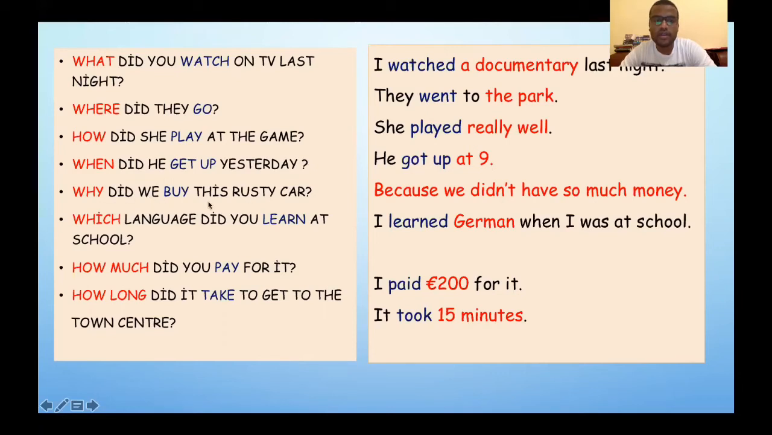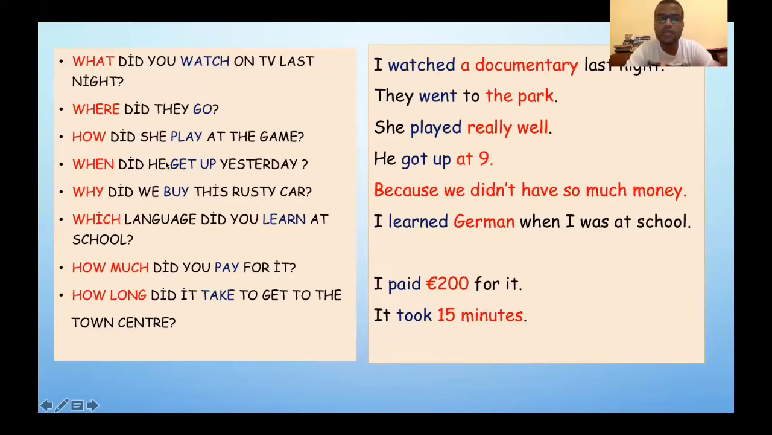Why did we buy this rusty car? Because we didn't have so much money. We have a question with why, and the answer is gonna be with because. Which language did you learn at school? I learned German when I was at school. Then we have, how much did you pay for it? I paid $200 for it. How long did it take to get to the town center? It took 15 minutes. Okay, is this clear?